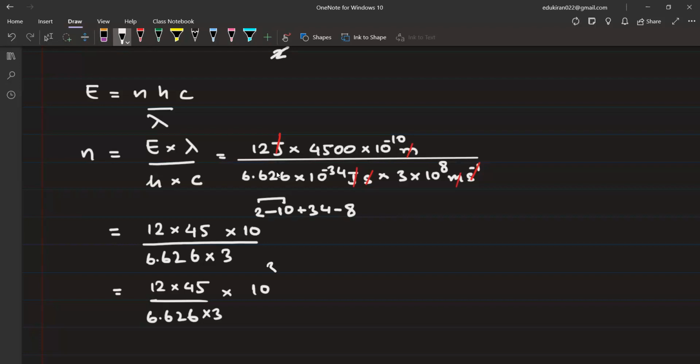At last we will get 34 minus 16, which will be equal to how much? Tell me, guys. 34 minus 16. 34 minus 16 will be equal to how much? 32? No, sir. 34 minus 16.